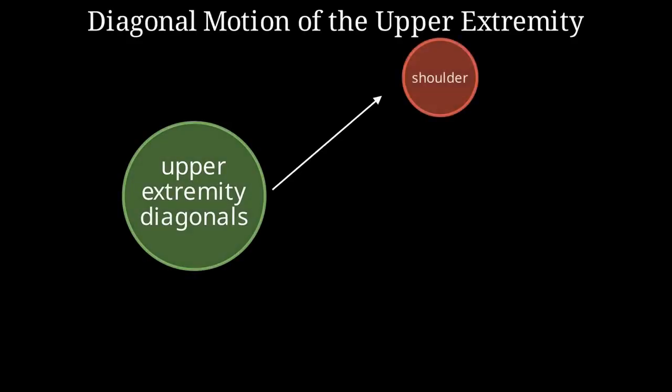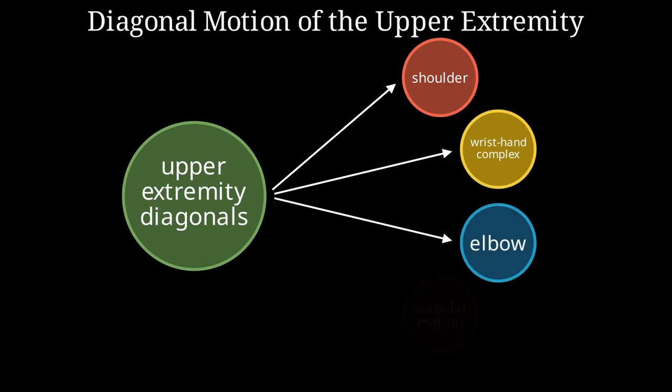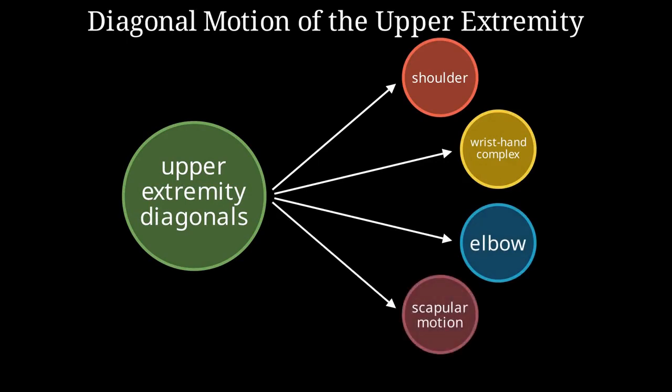The upper extremity moves in two main diagonals: flexion, abduction, external rotation with extension, adduction, internal rotation, and flexion, adduction, external rotation with extension, abduction, internal rotation. The shoulder and wrist hand complex work together, while the elbow can flex, extend, or remain still. Scapular motion is integral to each pattern.